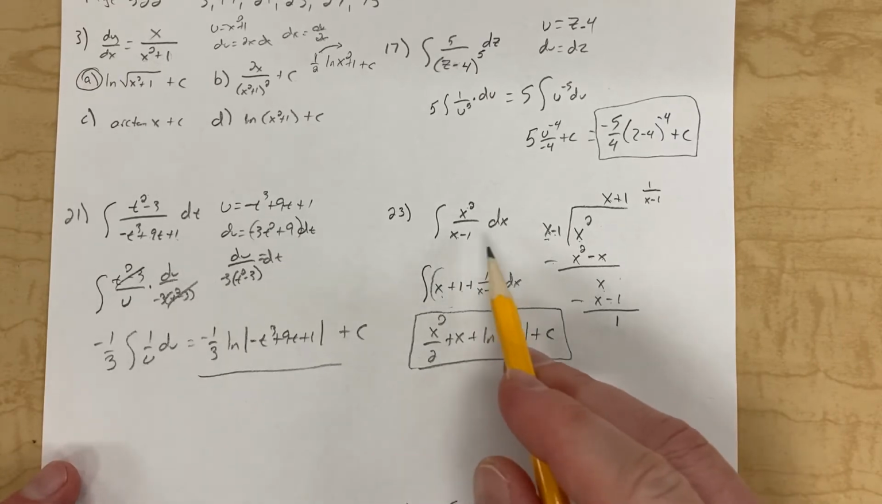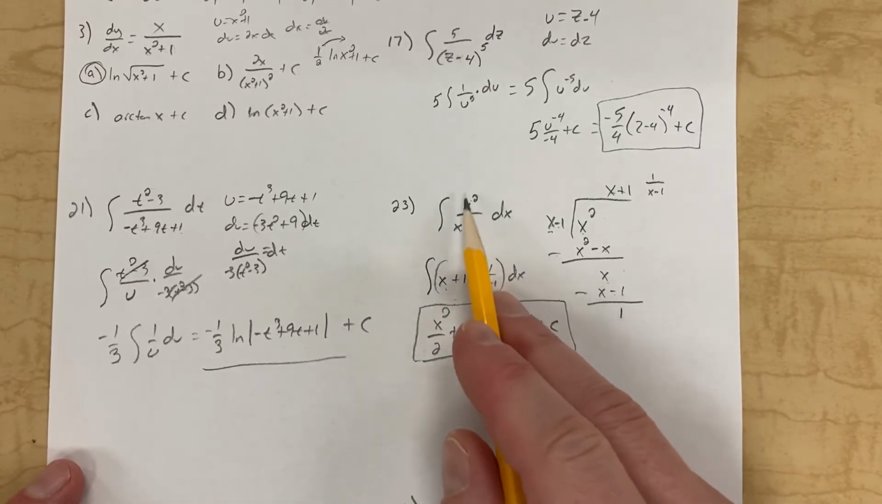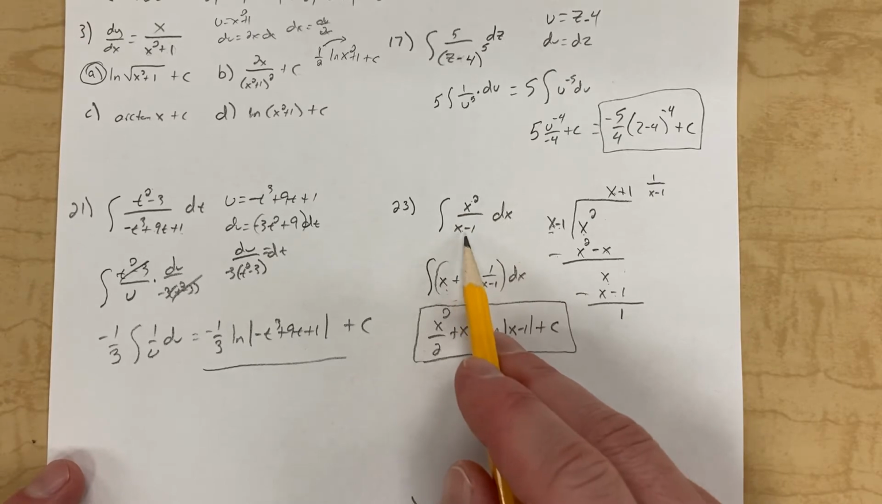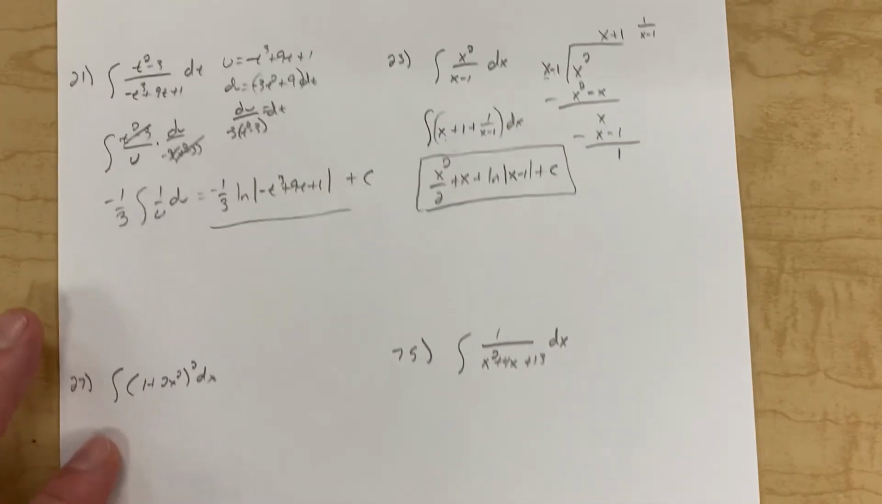So this long division can pop up on the AP from time to time, and the key is: is the top degree bigger than the bottom? If so, that's the way we want to go. Okay.